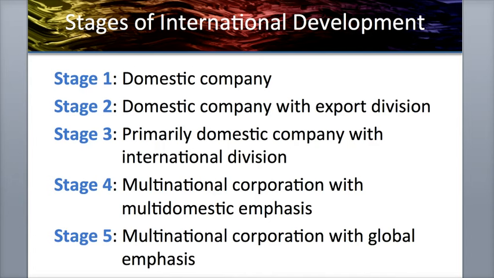So this way, now the company is becoming a total world company with a global emphasis, not so much a multi-domestic. So multi-domestic would be like making products specifically for Germany, specifically for France, specifically for Africa, China, Mexico. Now in step 5, you're just making a global brand product for everybody. So these are different areas of the stages of development.